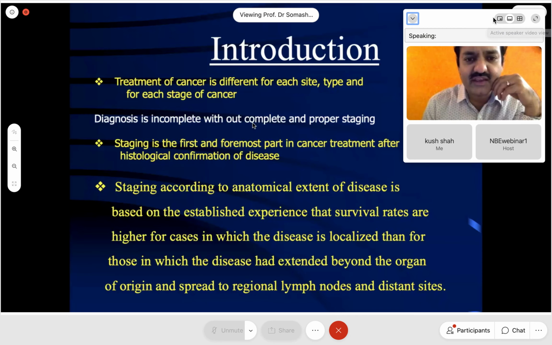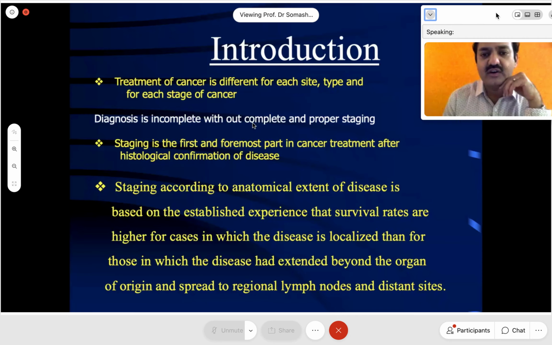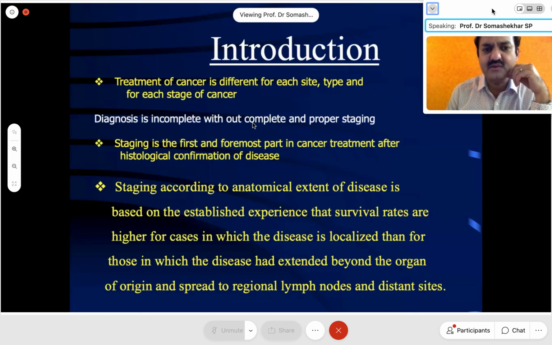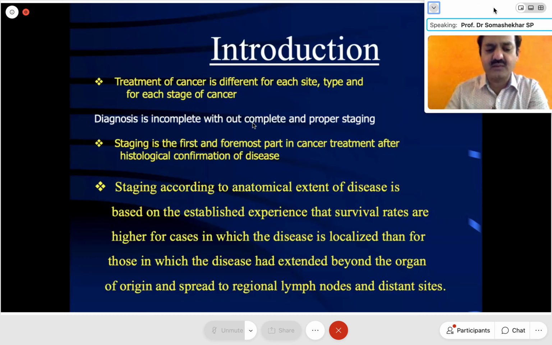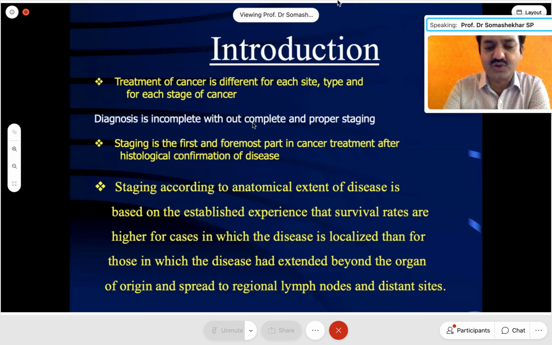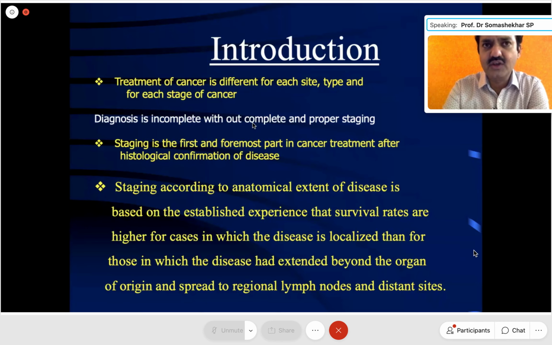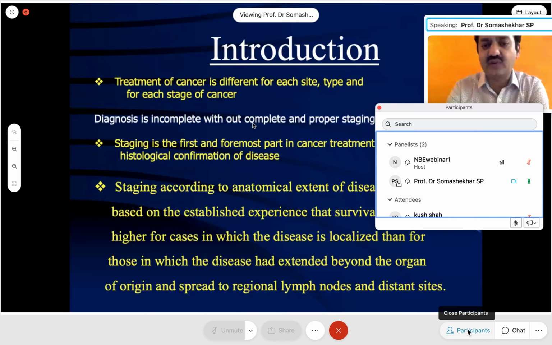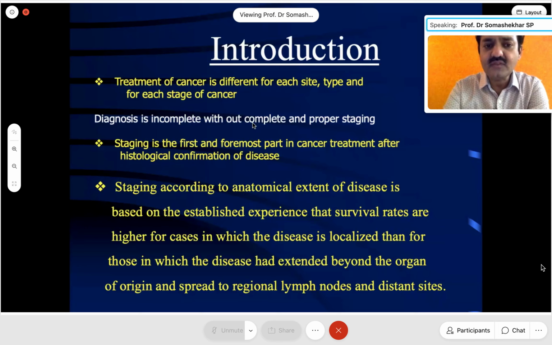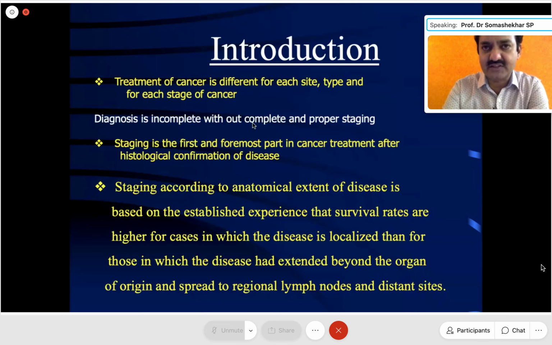Remember, the treatment of cancer is different for each site, type and each stage. The same cancer in 2 different patients is not same. The same cancer in each site is not same. And the same histological variety of cancer with same prognostic marker is not same. So the stage is very important for every cancer. Diagnosis is incomplete without a complete and proper staging.